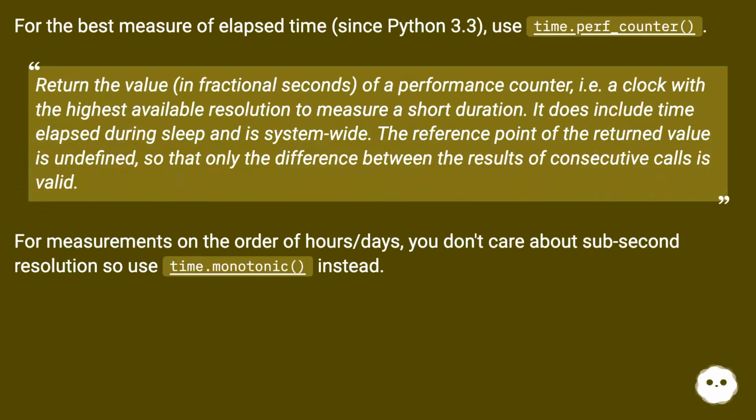For the best measure of elapsed time, since Python 3.3, use time.perf_counter. Return the value, in fractional seconds, of a performance counter, i.e. a clock with the highest available resolution to measure a short duration. It does include time elapsed during sleep and is system-wide. The reference point of the returned value is undefined, so that only the difference between the results of consecutive calls is valid. For measurements on the order of hours, days, you don't care about sub-second resolution, so use time.monotonic instead.